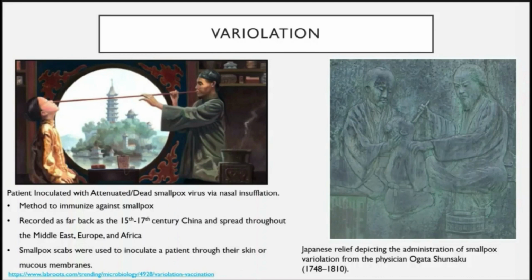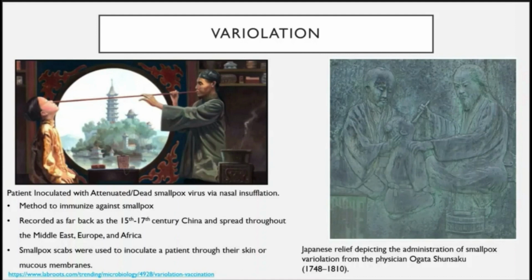The process involved a sick individual who had smallpox lesions. Samples were collected from the lesions, dried, and powdered, and then administered. In this example, it's called nasal insufflation, where they blow that sample into the sinuses of the patient. The patient would then develop smallpox, but hopefully a much more mild form than if otherwise acquired naturally.